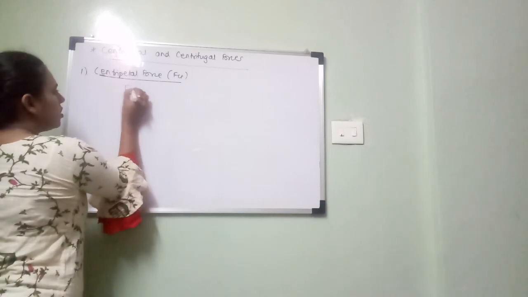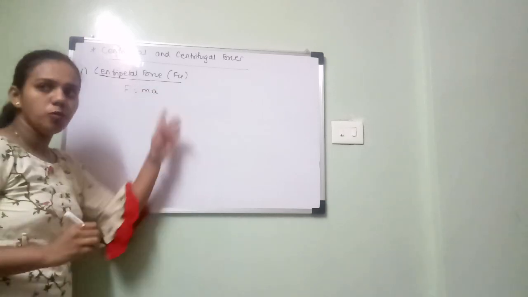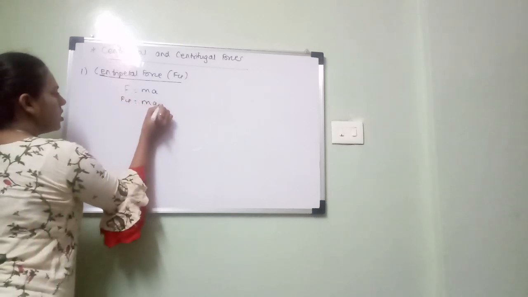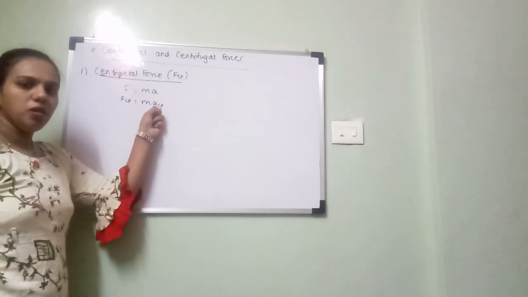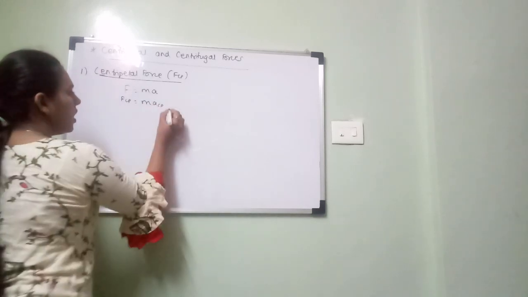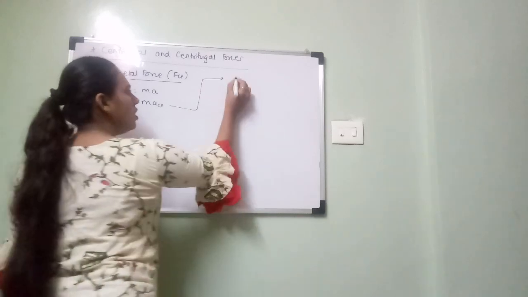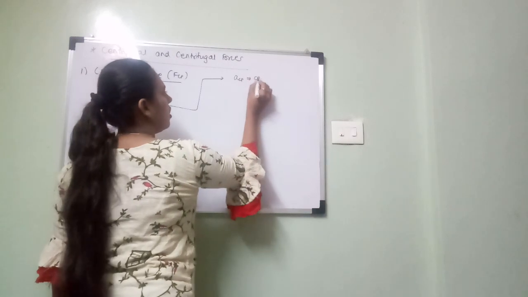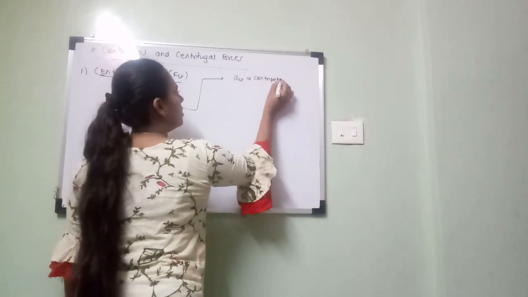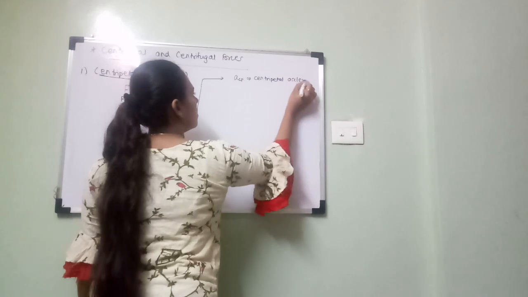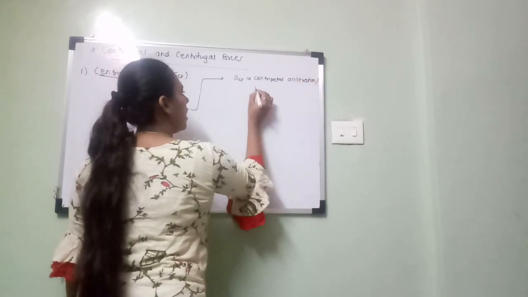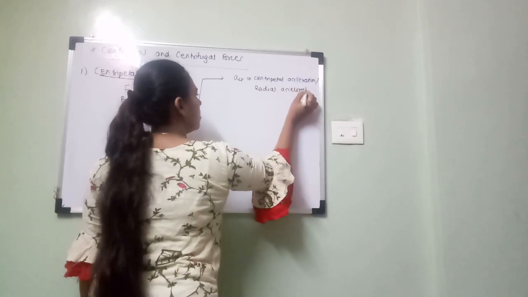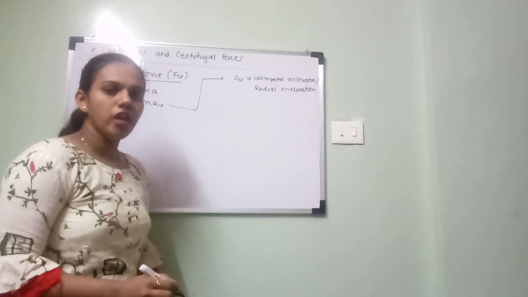You all know force is equal to mass into acceleration. So suppose you want to derive FCP. How will you say? FCP is equal to m into ACP. What is this ACP? This ACP is centripetal acceleration. I will explain it over here. ACP, centripetal acceleration, is also known as radial acceleration.